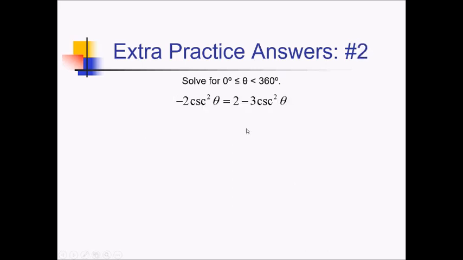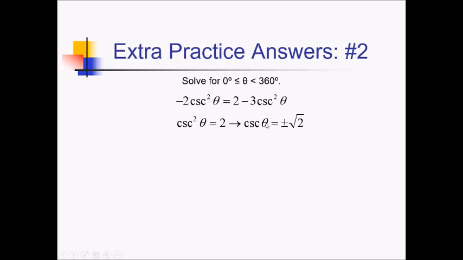To solve this trig equation, we first want to isolate the trig function, cosecant of theta. We can do this by adding this 3 cosecant squared of theta over to the left side. That'll get those together. So that's going to give us just 1 cosecant squared of theta on the left side, equaling 2. Now at this point, since we have just something squared and a constant, we can square root both sides of the equation. So we can say that cosecant of theta is going to equal plus or minus the square root of 2. So this is going to give us 2 different equations to solve.